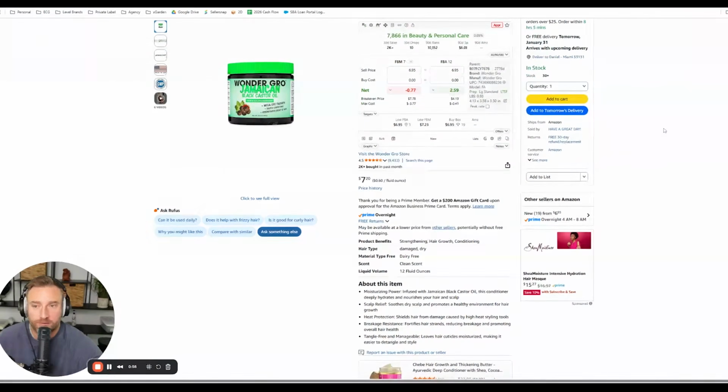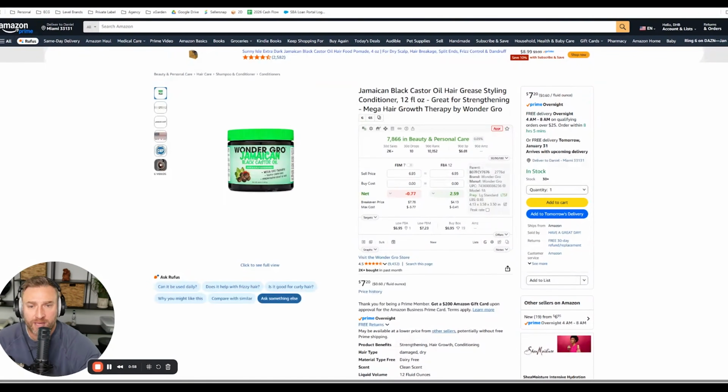And I tried to pull up some products that were somewhat different from one another for various reasons, and that should give you a lot of different examples to go off and the type of things I'm thinking about. So let's dive in, and we'll just go product by product. So here's the first one: Wonder Grow Jamaican castor oil.